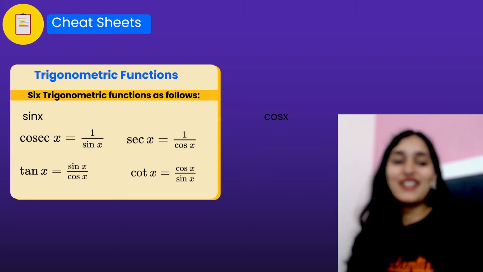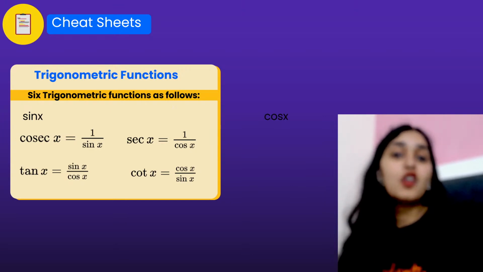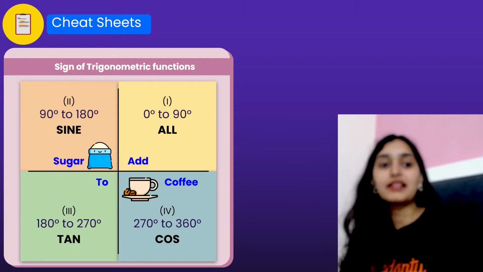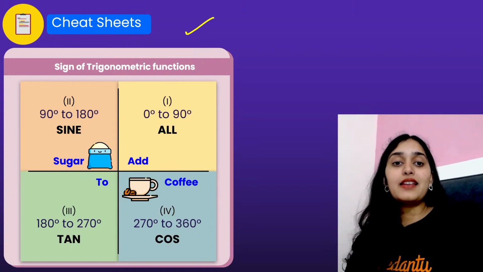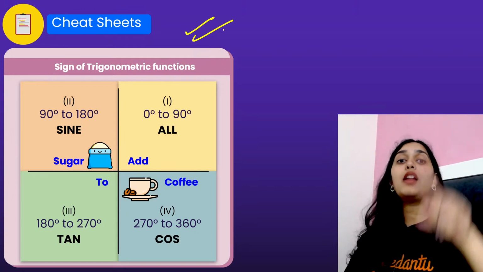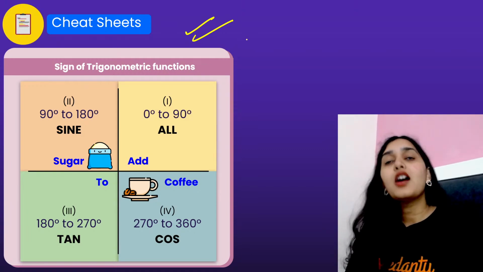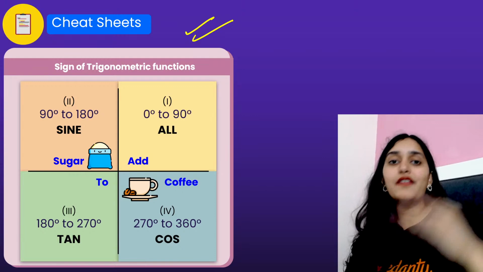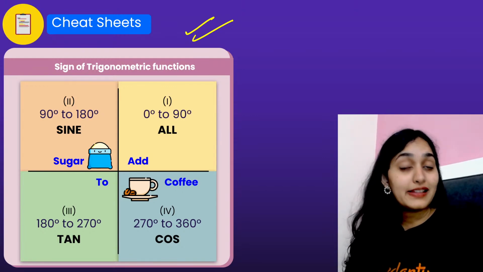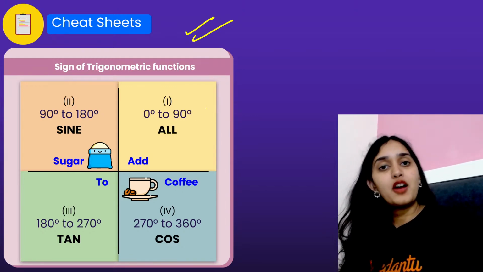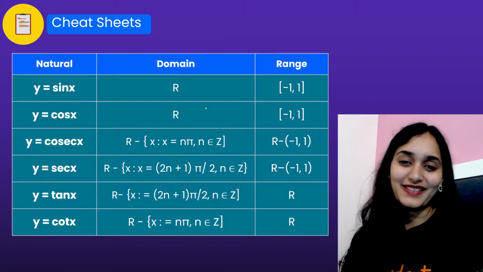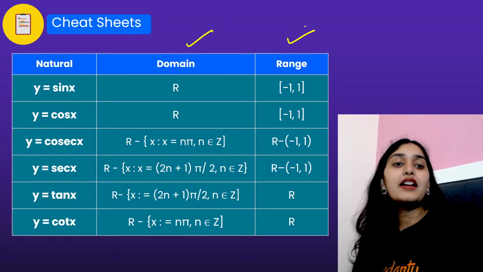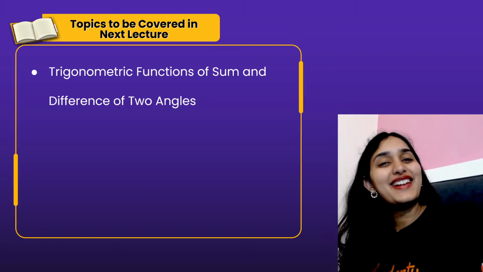So here's the cheat sheet for all of you. If you know sine and cos value, you can find cosec x, secant x, tan x, cot x functions as well. This is the sign rule. Remember, all silver tea cups add sugar to coffee. So, all positive, sine and cosec positive, tan and cot positive, cos and sec positive, right? And this is the domain and range chart of every trigonometric function.